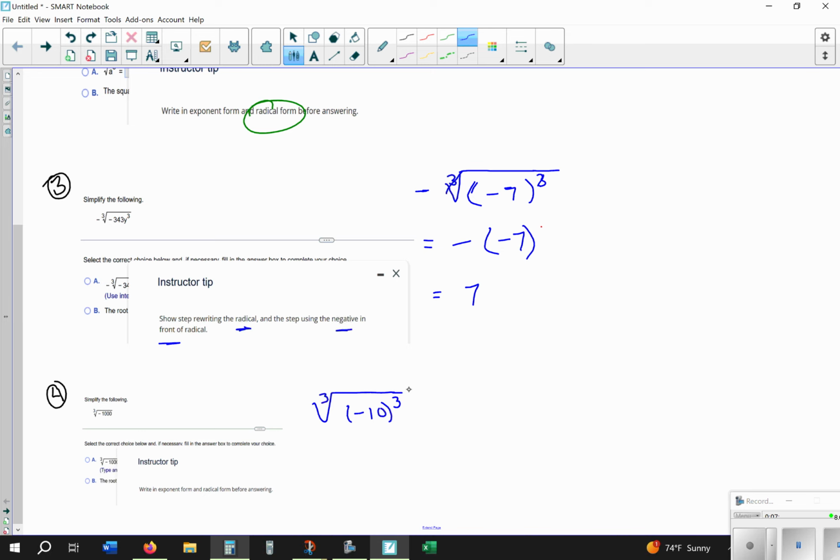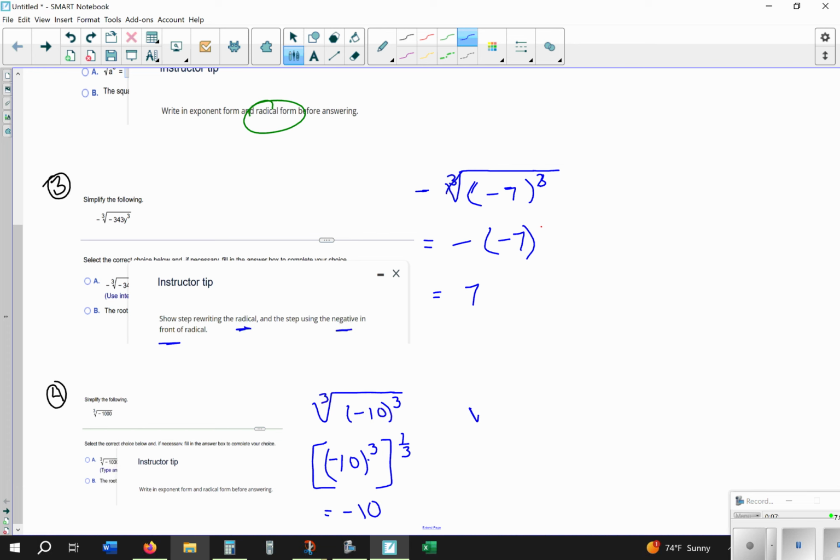So when I ask you to go to exponent form, you've got -10 to the third, and parentheses or brackets. We're going to raise that to the 1/3 power. 3 times 1/3 gives me 1, so that leaves me the -10.